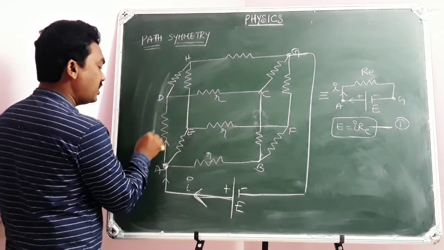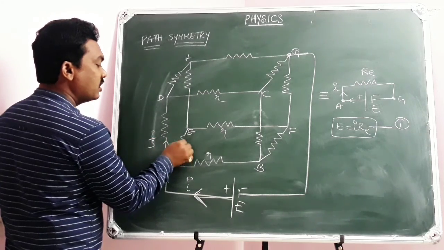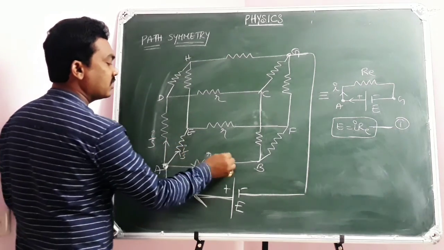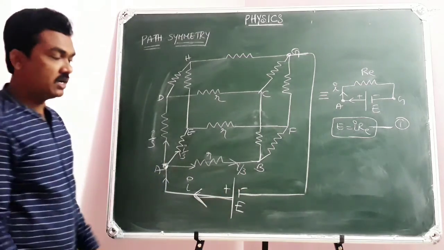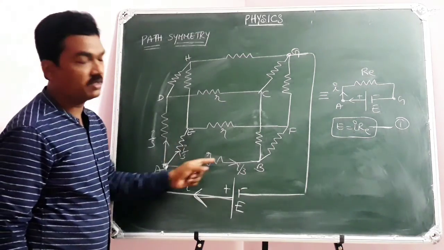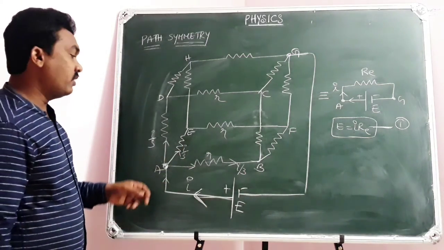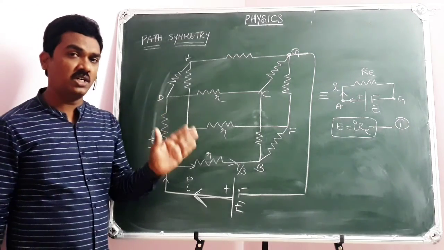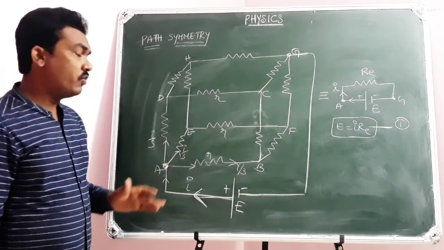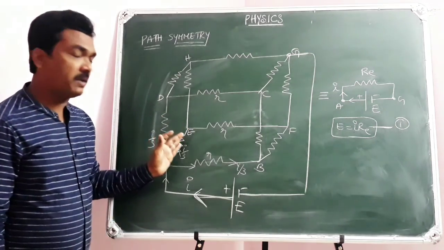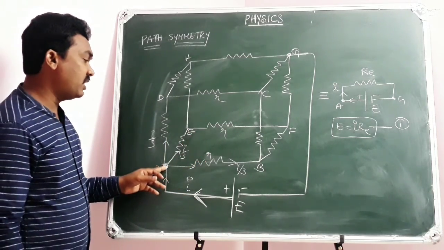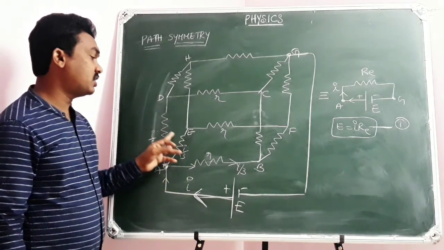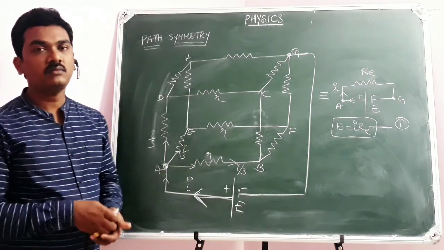So I by 3 is the current passing through every resistor AD, AE, AB. Current will be distributed equally, I by 3, I by 3, I by 3. That's what I told: while moving from one junction to another junction in an electric circuit, if we find different paths which are identical, then current will be distributed equally at the junction along such identical paths.